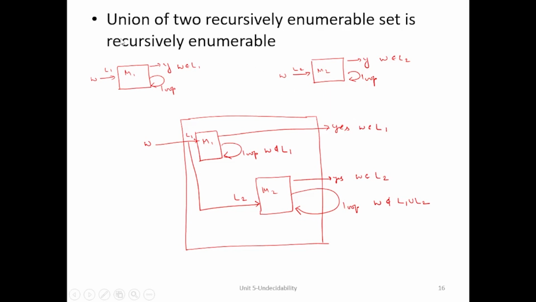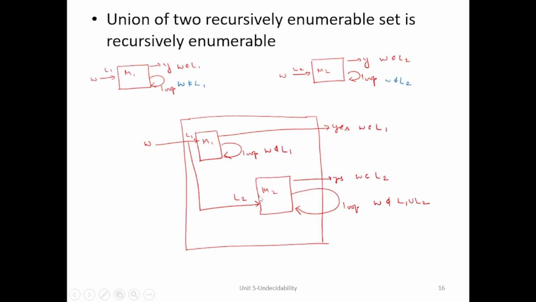The same thing for the second property: you can implement the union concept in recursively enumerable sets also. I already gave the diagram for recursively enumerable languages. If the string W is accepted by the machine, it will go to the yes state. Otherwise, it will remain in an infinite loop state. So if any looping state is available, that string is not accepted by L1. The same is true for machine M2 also. So these are all independent Turing machines.